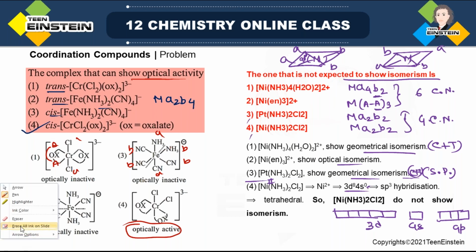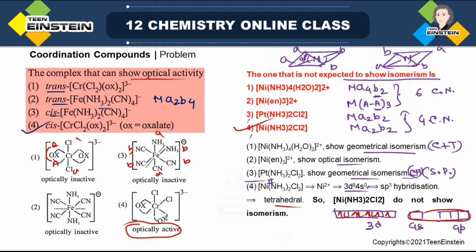How many electrons are there after 2+ oxidation state? There are a total of 8 electrons. Now these 8 electrons we have to place in this way: 5, 6, 7, 8. So see, in d, there is no vacancy. So it will be sp3 hybridization, and when it is sp3 hybridization, it will be tetrahedral. So it will not show any isomers. That is why this option will be the correct option. Any doubt?